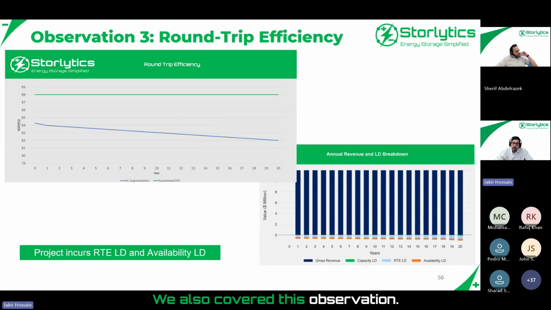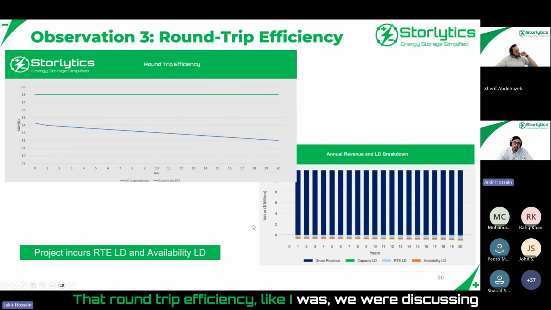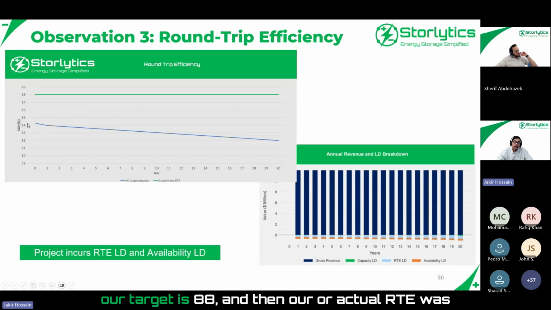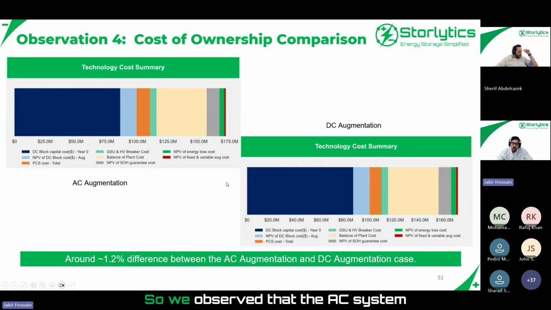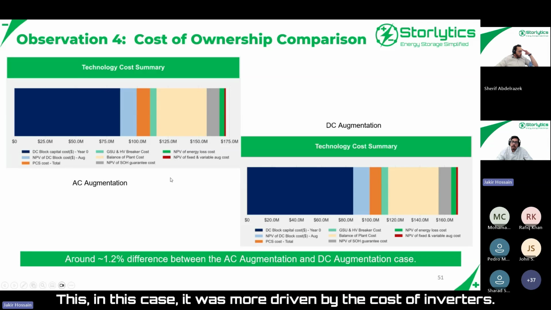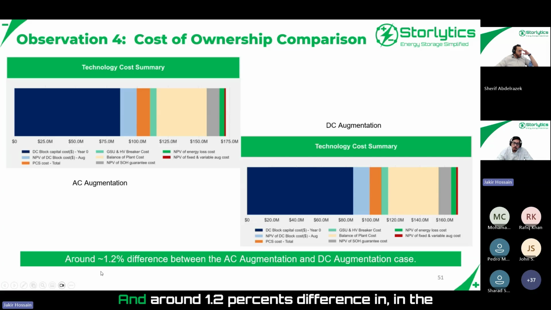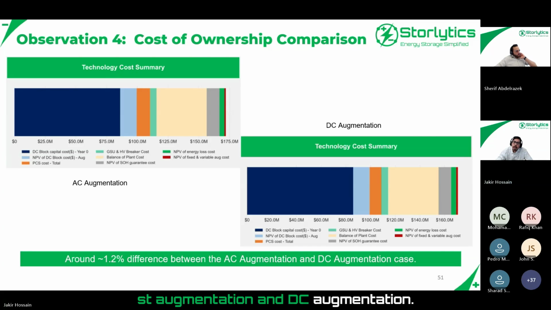We also covered this observation about round trip efficiency, like we were discussing. Our target is 88, and our actual RTE was much less than that, and that cost us RTE LD that we could see. Overall cost of ownership comparison: we observed that the AC system was more expensive than the DC one. In this case, it was driven by the cost of inverters, and there is around a 1.2% difference in the overall NPV cost of the project between AC augmentation and DC augmentation.